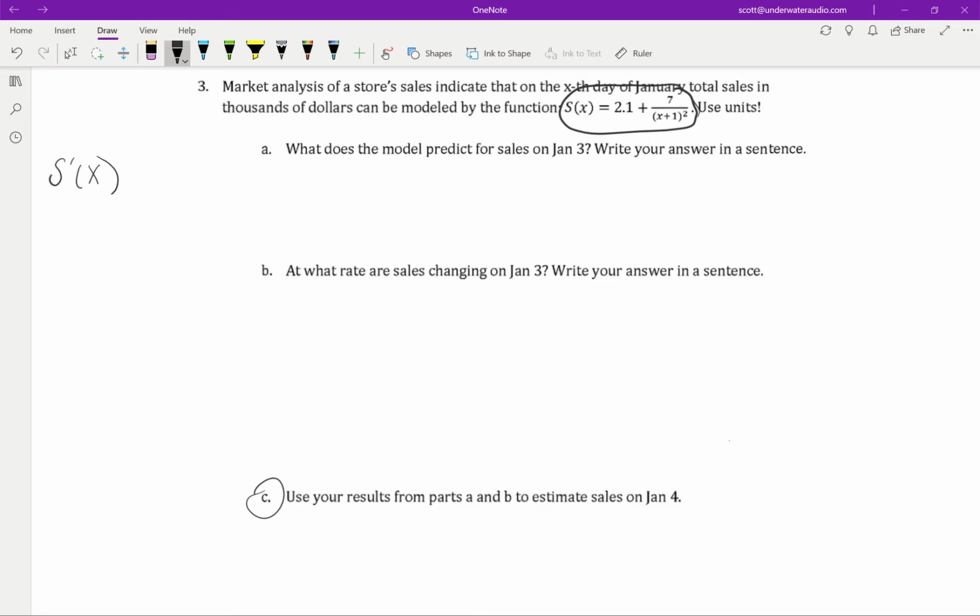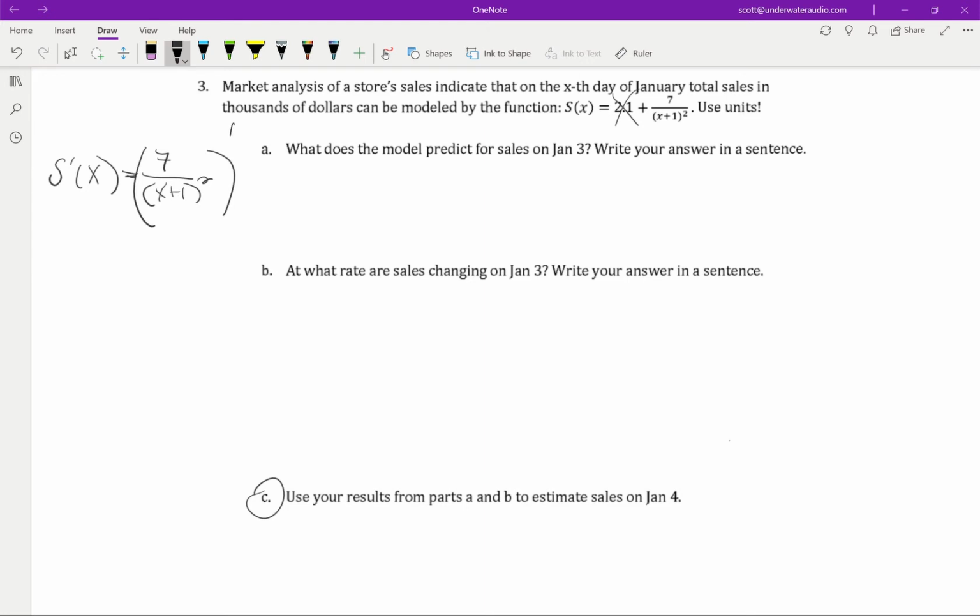starting with this equation. We know from the beginning that we don't actually need to even think about the derivative of 2.1. That's just 0. Derivative of a constant is 0. We've known that from like day 2. So I'm just taking a derivative of this next part. I'm going to write that as 7 over (x plus 1) squared, and I'm taking the derivative of that.